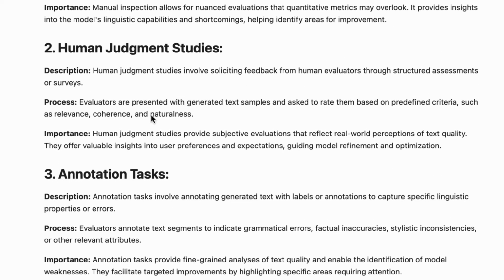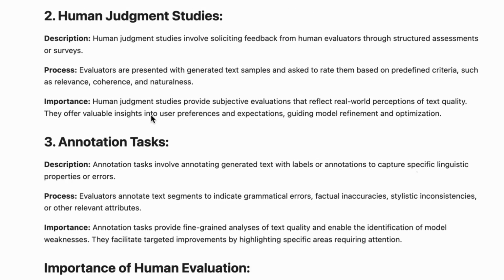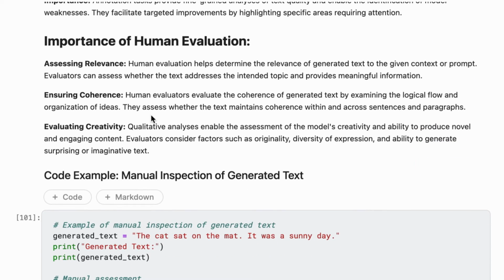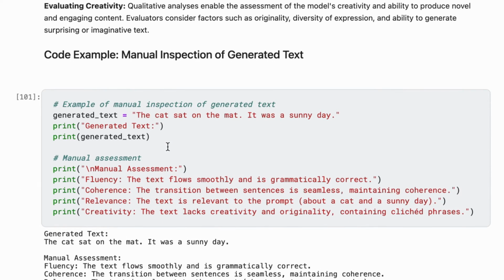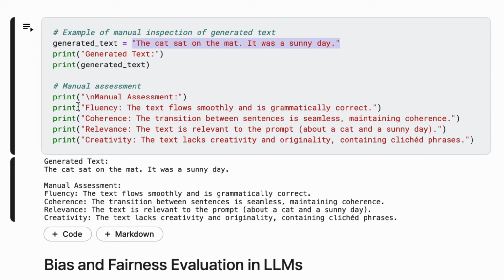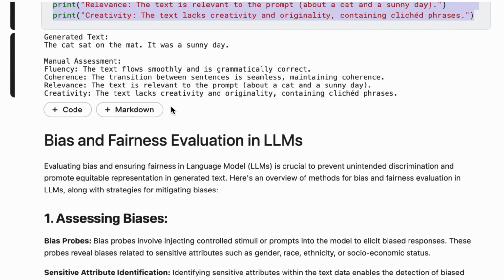You can read about all of this in this notebook, and I will share this link in the video's description as well, or on my GitHub profile. Okay, so you see that this is the generated text, and these are the manual assessments that can be used for this single generated text.